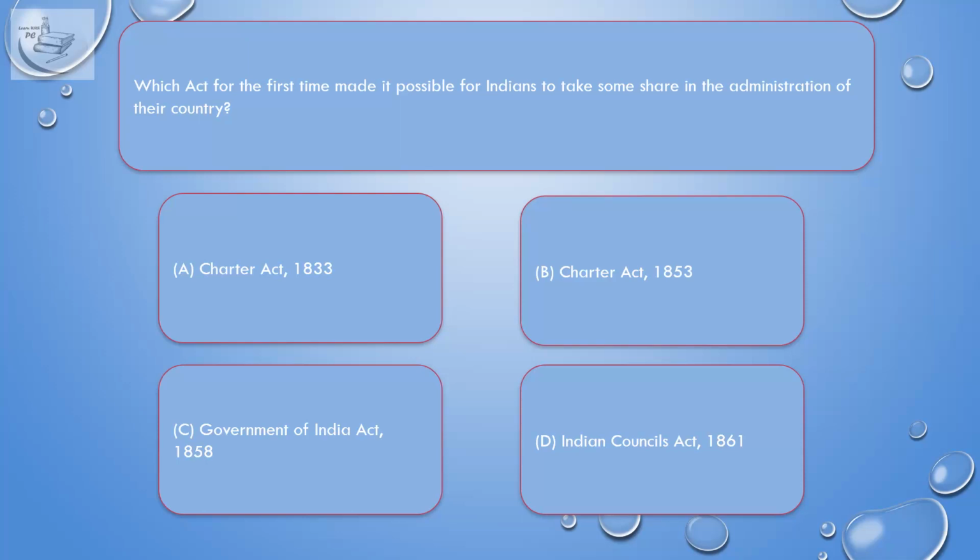Question: which act for the first time made it possible for Indians to take some share in the administration of their country? A. Charter Act, 1833. B. Charter Act, 1853. C. Government of India Act, 1858. D. Indian Councils Act, 1861. Correct answer is A. Charter Act, 1833.